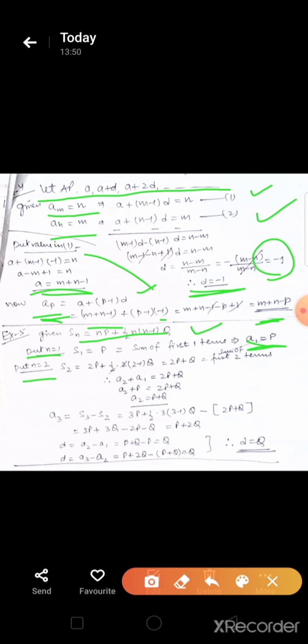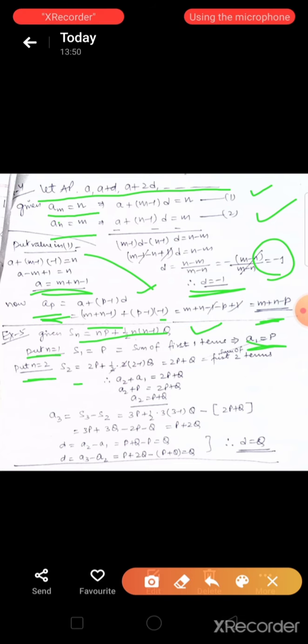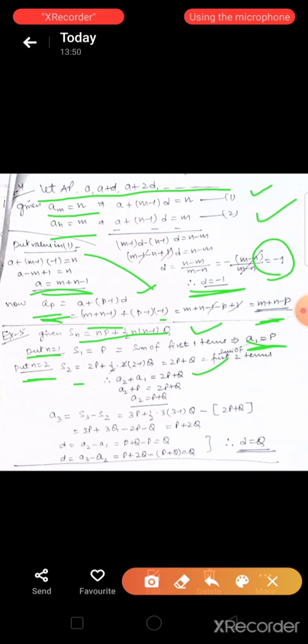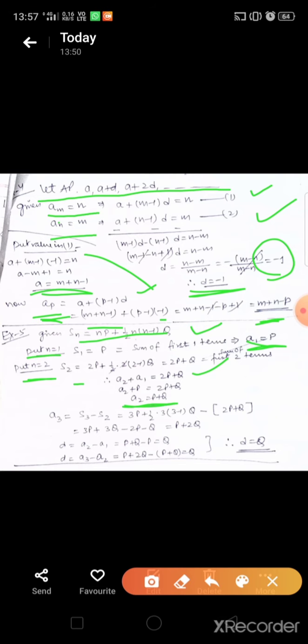Now if we put N is equal to 2, what is it? It is basically S2, that means the sum of the first two terms, and if we get the value of S2, that is A1 plus A2 as 2P plus Q. So we will put the value of A1 over here as P, and when we solve this, the value of A2 will be P plus Q.